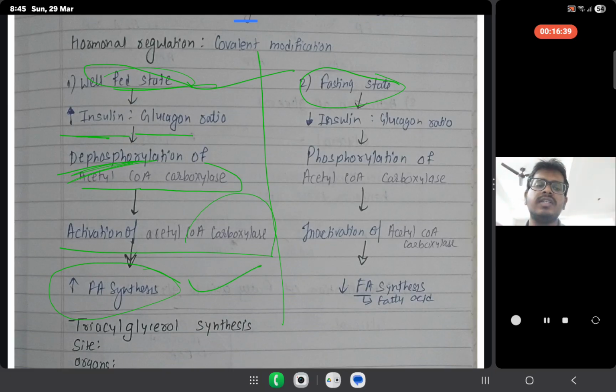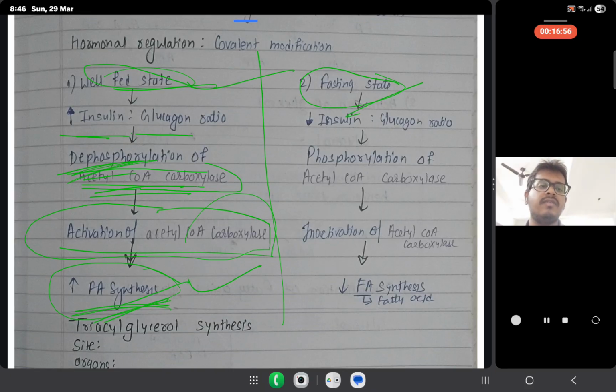In the well fed state, you understand, if we are well fed, then there is synthesis of fatty acid because there is dephosphorylated acetyl coenzyme A carboxylase. This will lead to activation of acetyl coenzyme A carboxylase and lead to fatty acid synthesis.